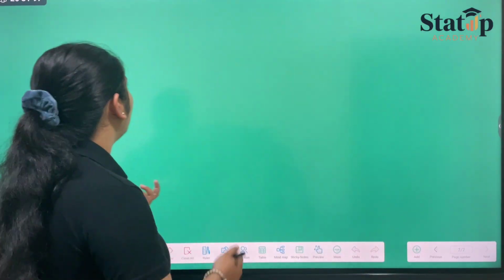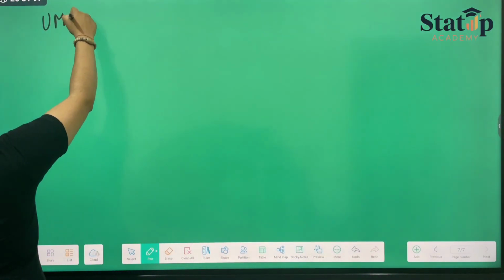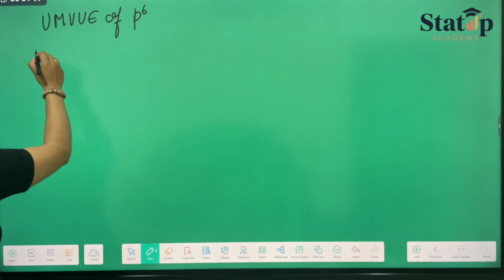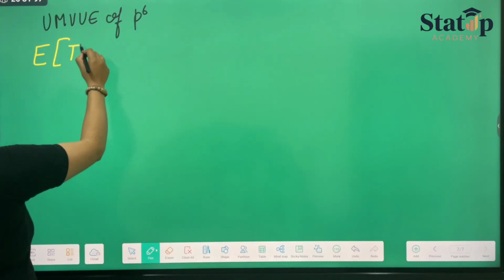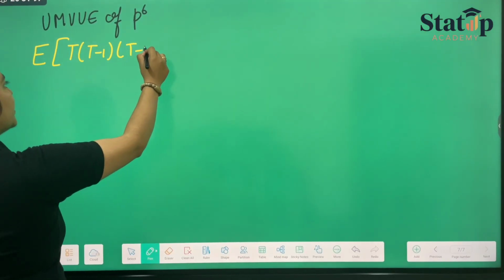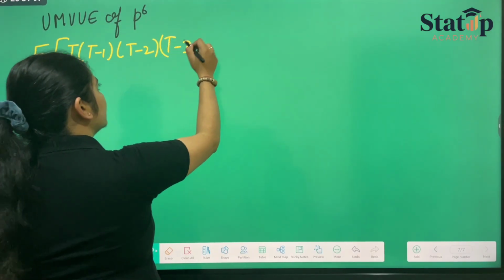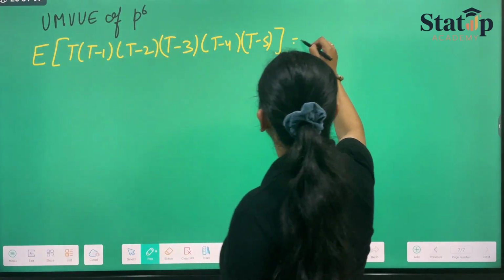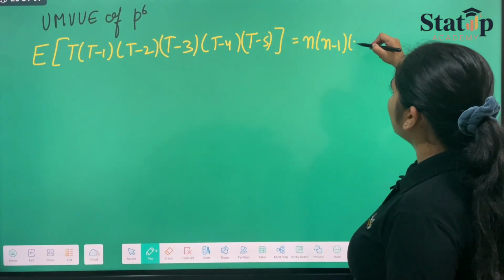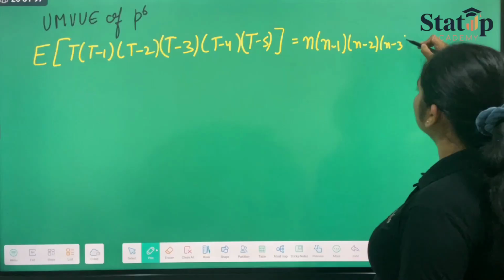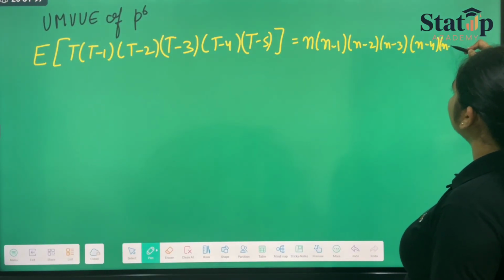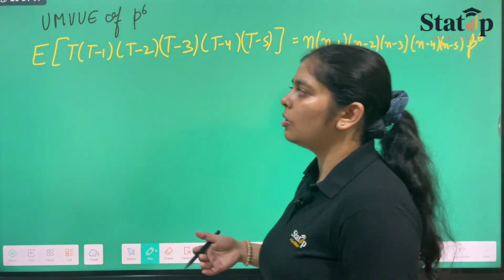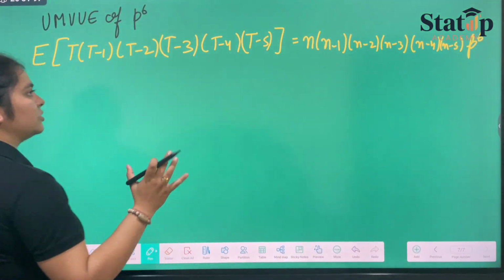But if we have to find the UMVUE of p raised to the power 6, let us suppose. We all know that the expectation of T, T minus 1, T minus 2, T minus 3, T minus 4, T minus 5 is nothing but n, n minus 1, n minus 2, n minus 3, n minus 4, n minus 5, p raised to the power 6. We have got p raised to the power 6. This we all know from the sampling theory or the distribution theory.